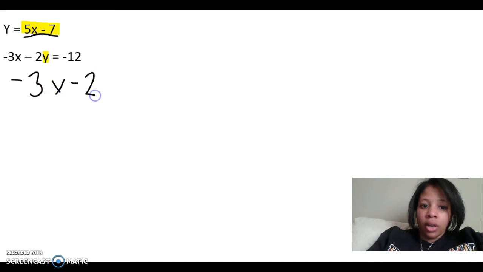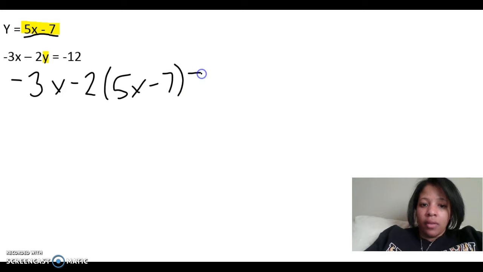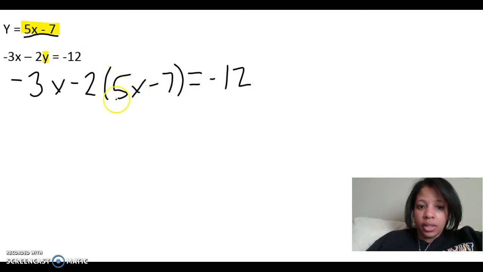So when I'm rewriting this, when I get to the y, I'm not going to write it. Instead, I'm going to write the 5x minus 7, and then everything else equals negative 12. So I replaced my y with this 5x minus 7. Everything else looks exactly the same. Okay? So now I have 2 x's, no y's.